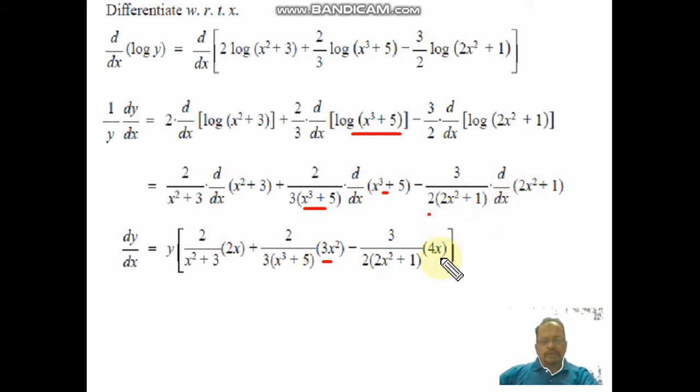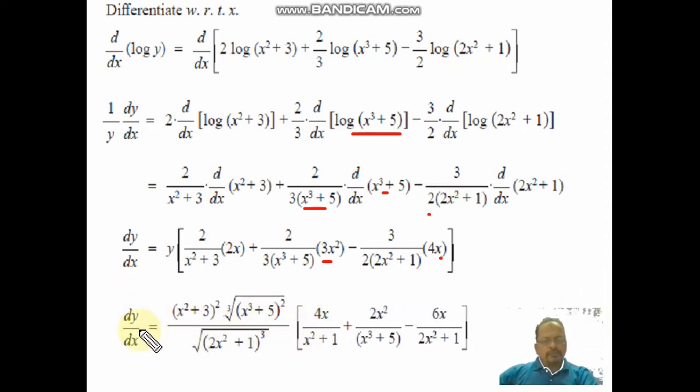into 4x. And also in this same step I am taking this y on the right hand side, so that it becomes y multiplied by the derivative we have taken.